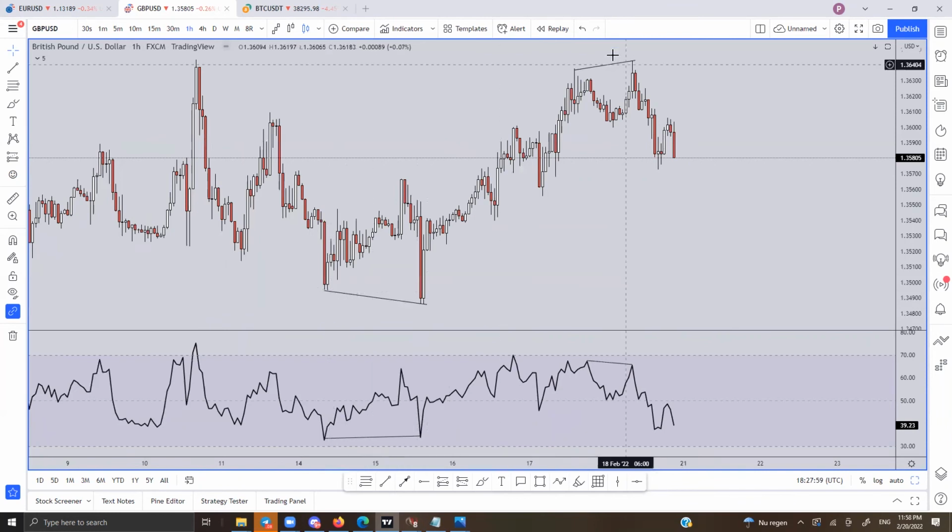You see this here, divergence. See this nice divergence here. Let's check what happened here. Let's check what happens there. But we are not trading divergence blindly. We are trading divergence with order flow confirmation.